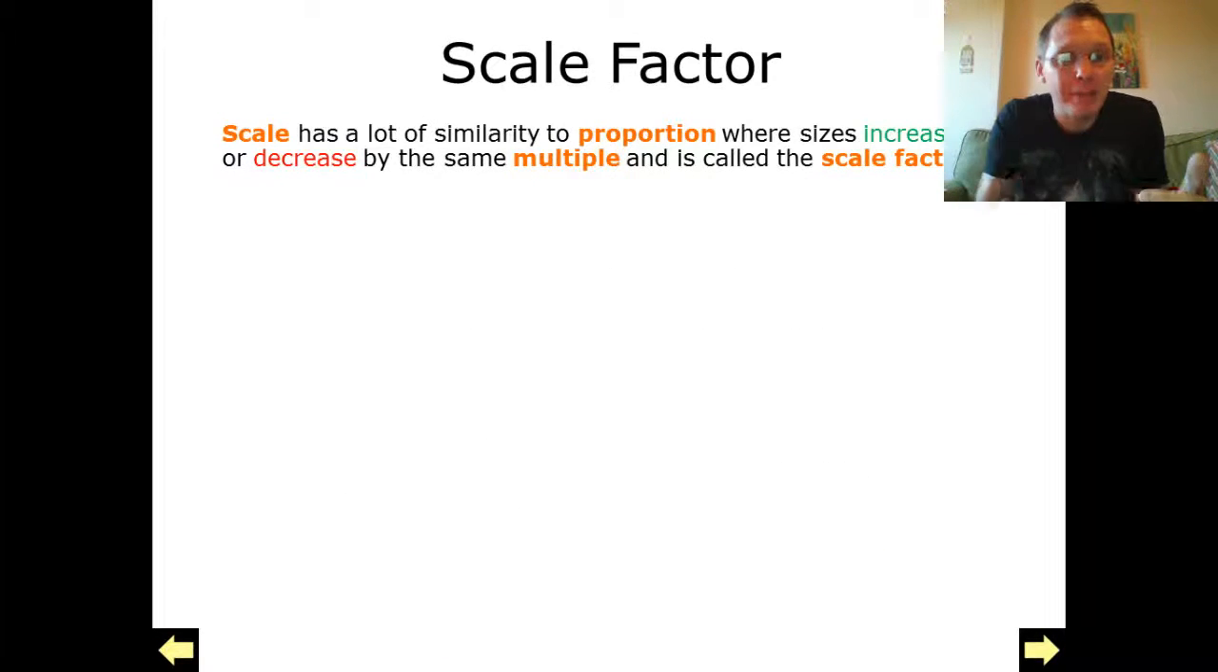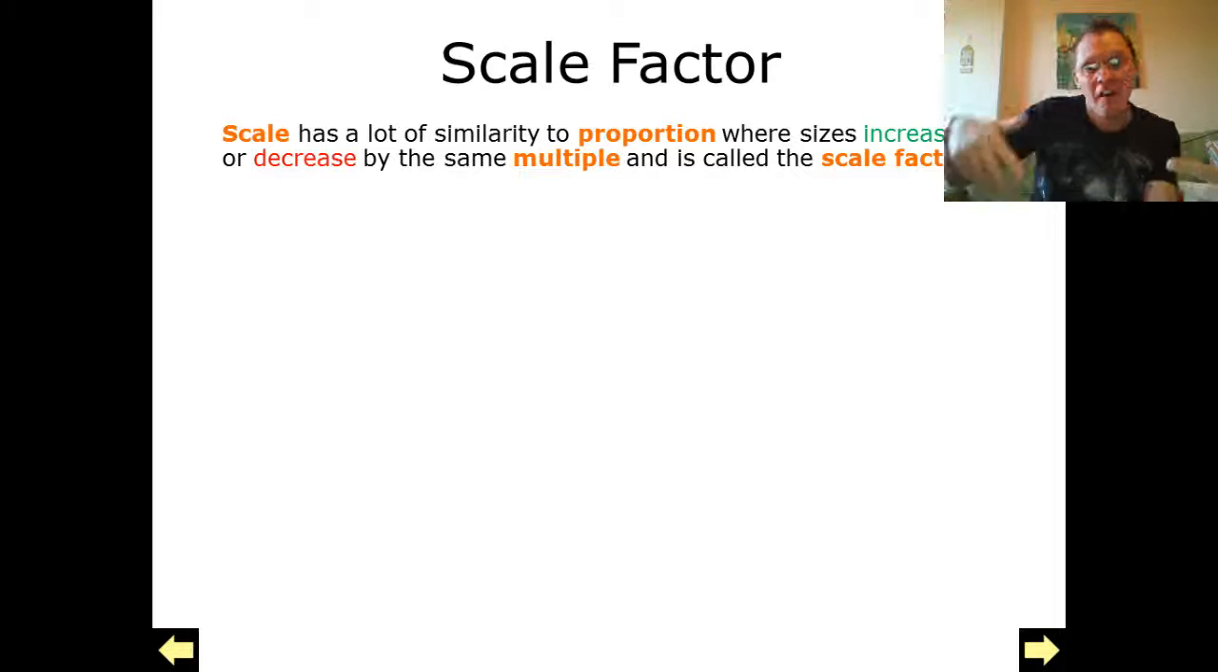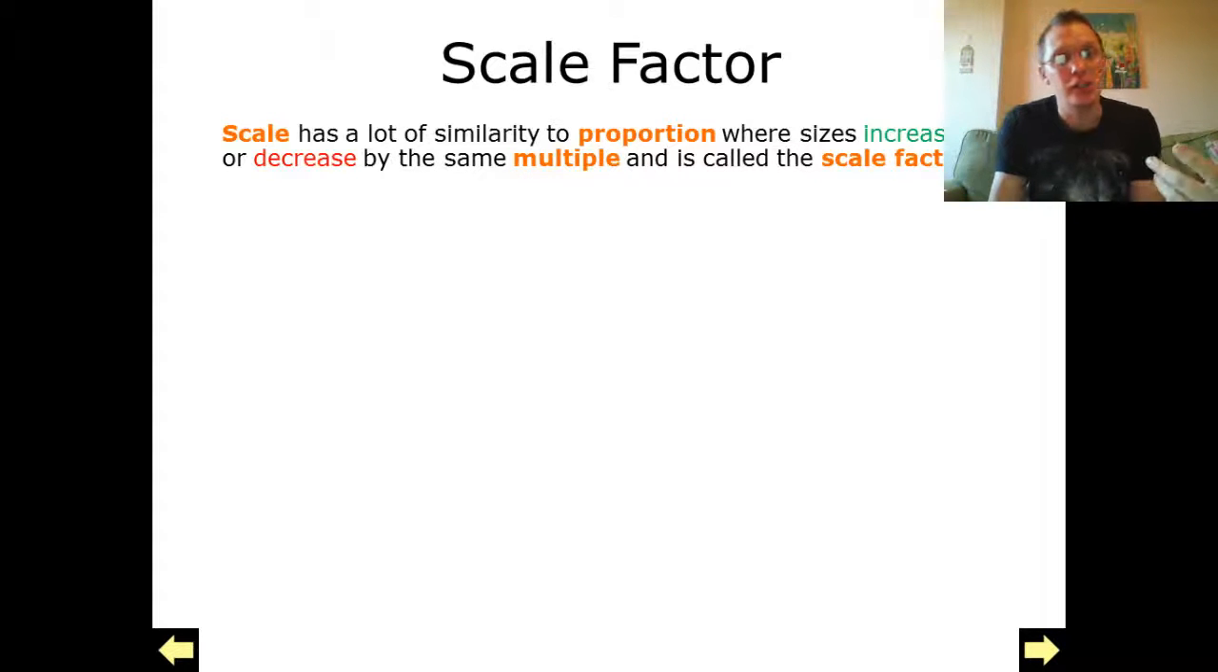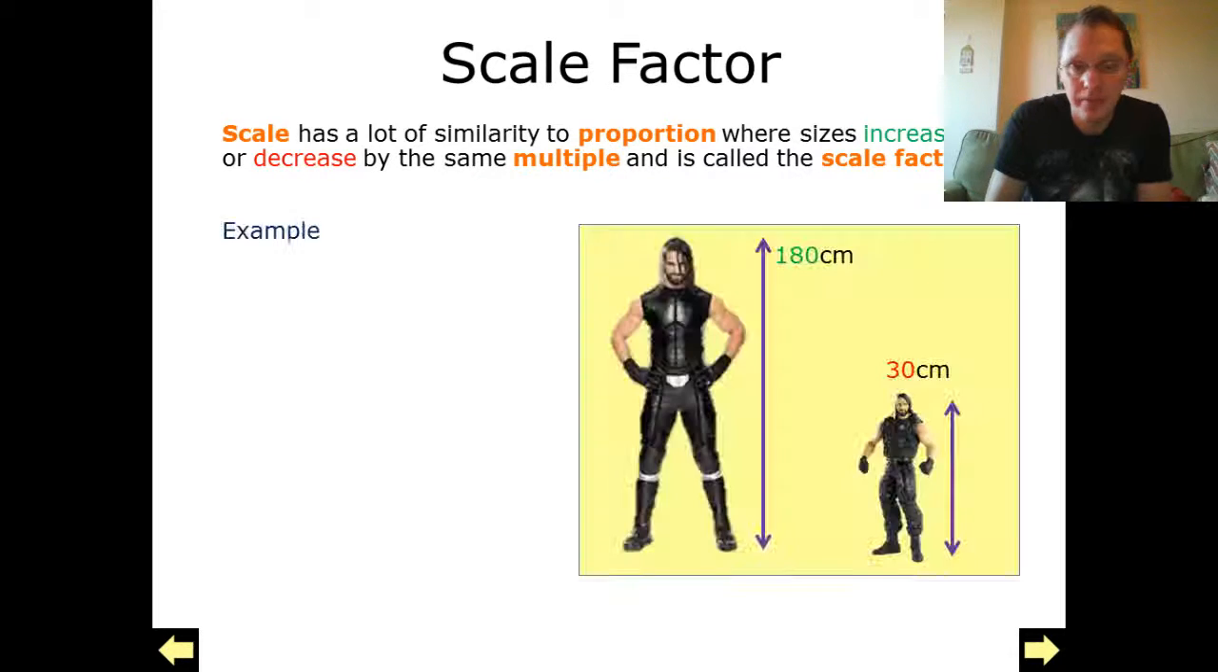So when we're talking about scale, we're talking about similarities to do with proportion. When we're talking about proportion, we're talking about where one thing is very similar to another thing, but the sizes have either been increased or decreased by a multiple, and this is called the scale factor. So what we are actually talking about are similar shapes which have been enlarged.